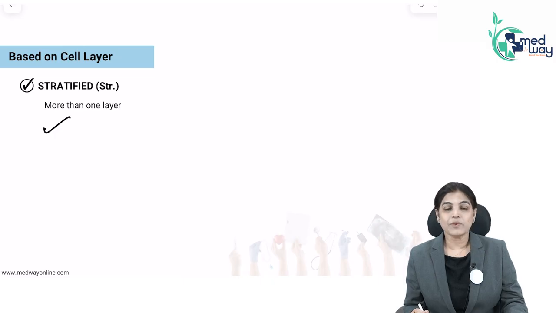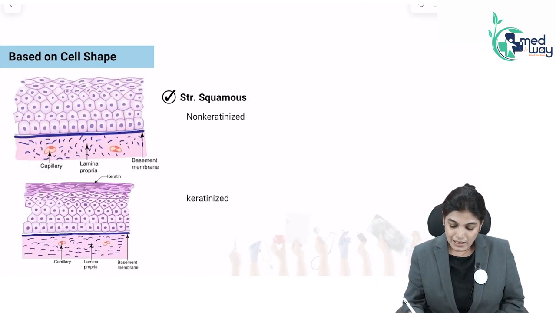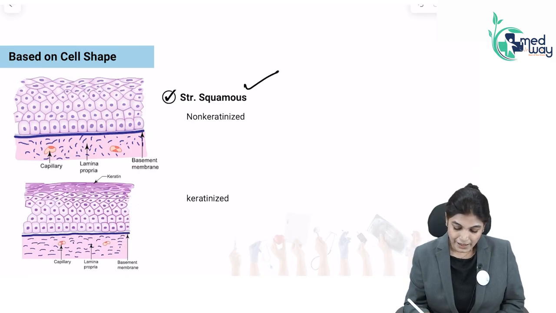If we talk about stratified, various subtypes of stratification are there. One by one, and also we have to discuss transitional epithelium in this. So, let's talk about the first one which has been shown here, that is stratified. You can see multiple layers of cells have been shown.